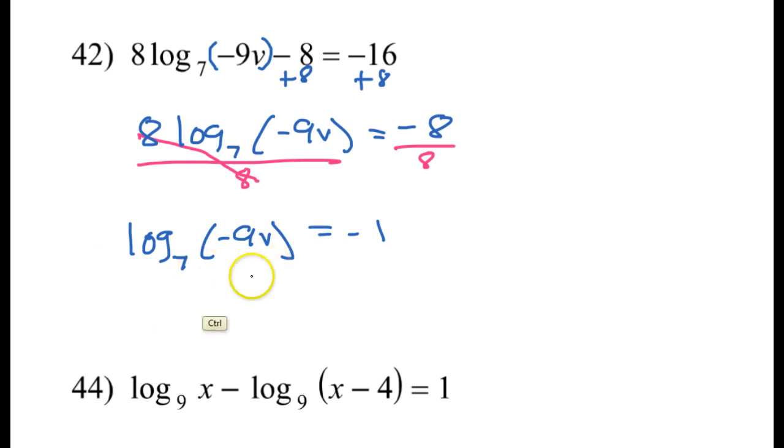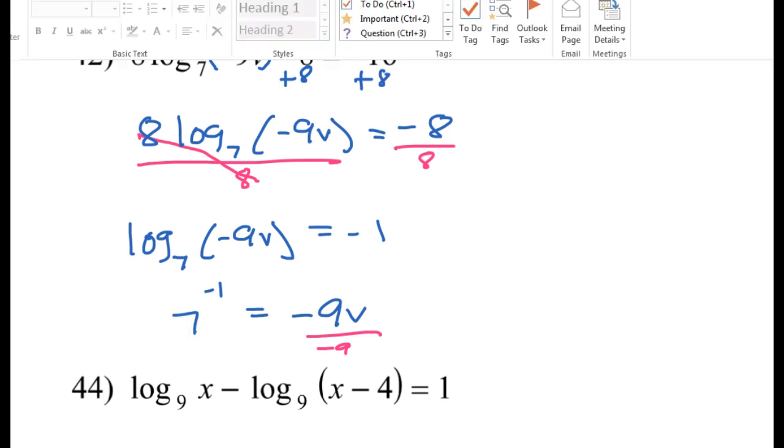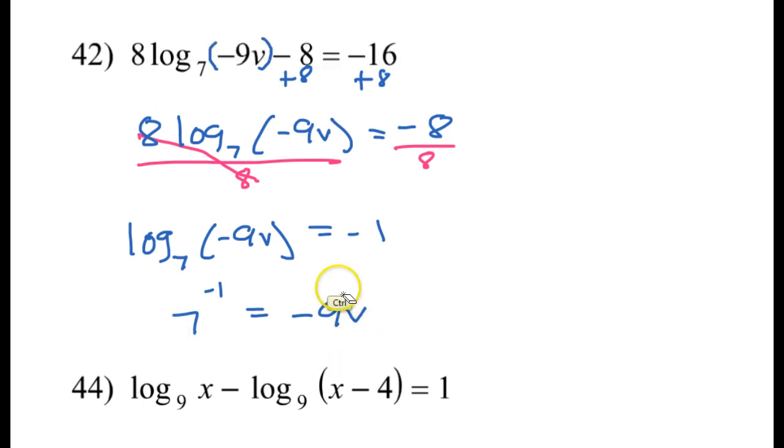Okay? So now I'm going to switch the form. Starting with the base, that's going to be 7 to the negative 1 power is equal to negative 9v. All right, that's exponent form. And then I would divide both sides by negative 9. Should I do it like this? Well, maybe I'll fix the whole negative 1 power first.